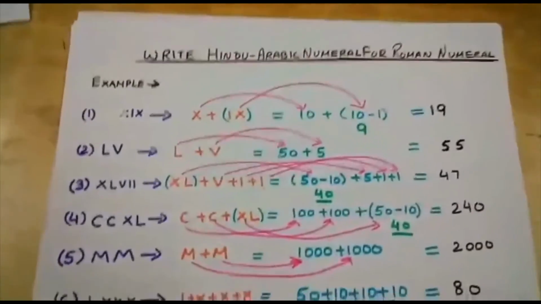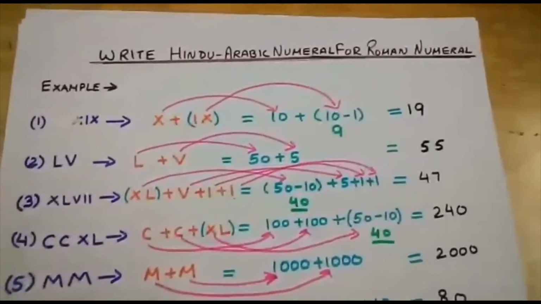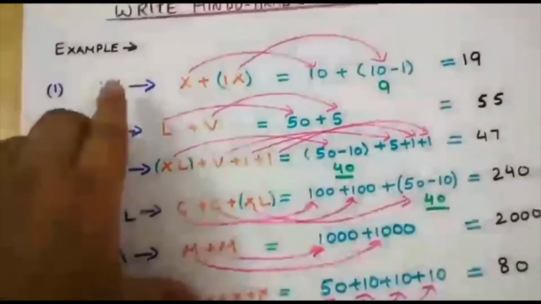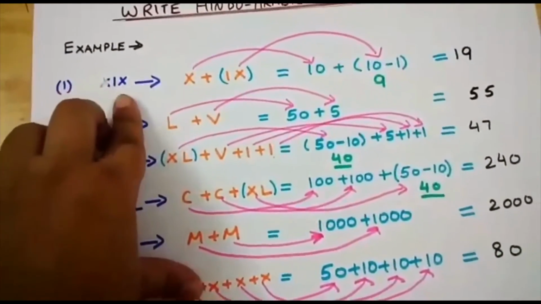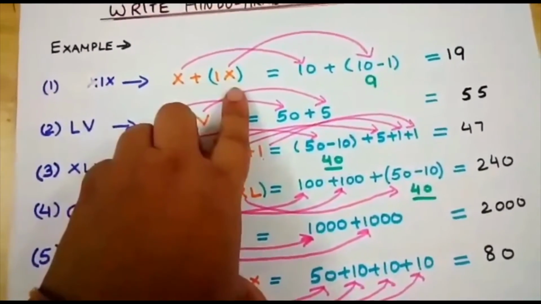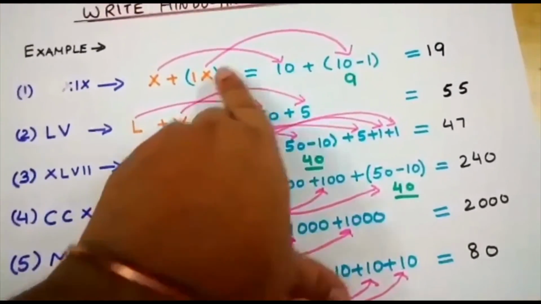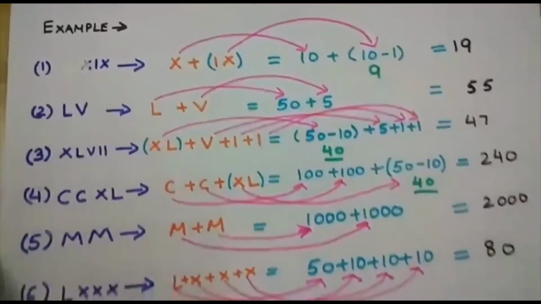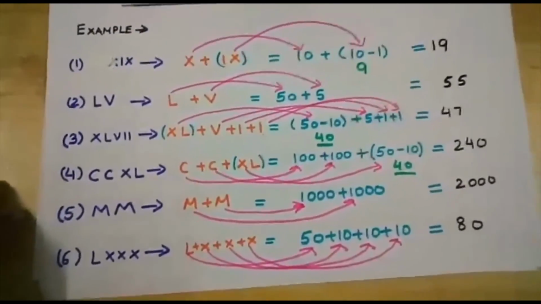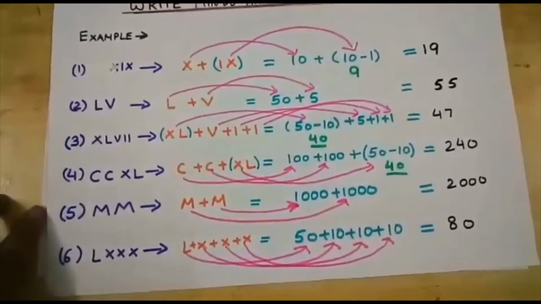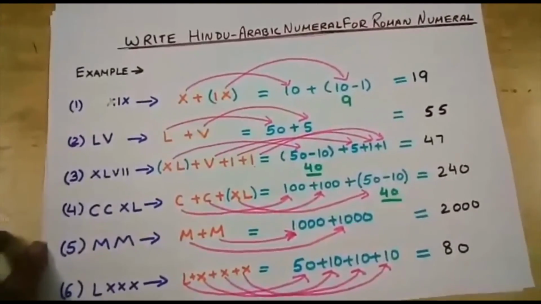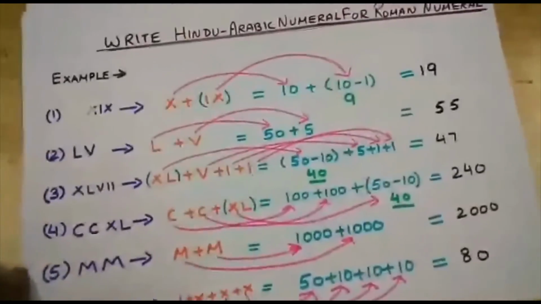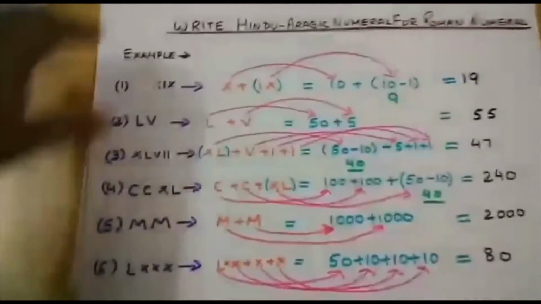Now let's write Hindu-Arabic numerals from Roman numerals with the help of other examples. Check. If I see X, I, X. So representing X, I, X. See, I, X represents, X represents. So following these examples to show how the Roman numerals are converted to Hindu-Arabic. You can check with the arrows as well. I hope you have understood.